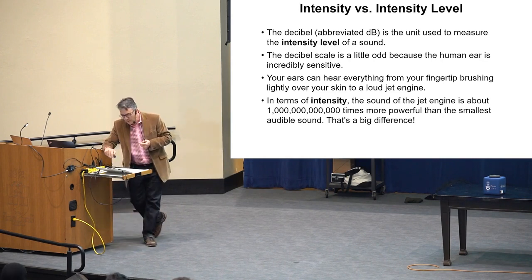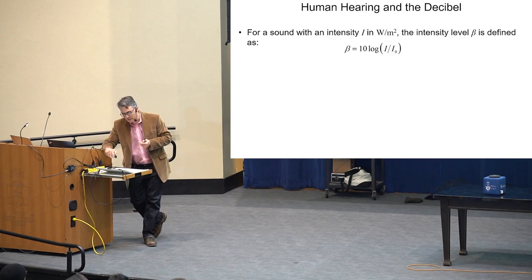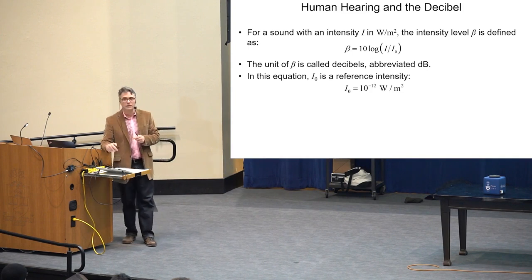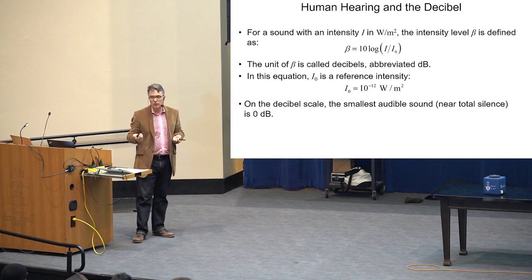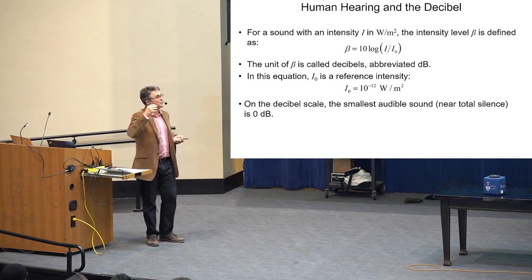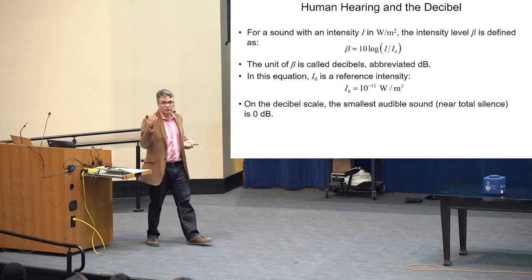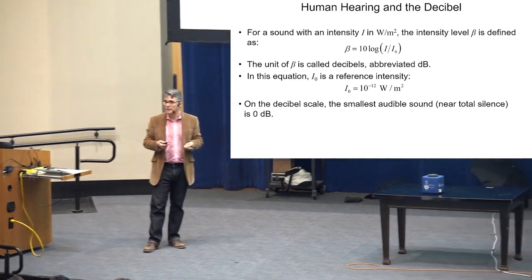So we've introduced this thing beta, which is 10 times the base 10 logarithm of intensity divided by I0, where I0 is the reference intensity called the threshold of hearing, 10 to the minus 12 watts per meter squared. Log of 1 is 0, so 0 decibels would be when I equals I0. Logarithm of I0 over I0 is log of 1, which is 0. That's 0 decibels, so it's the quietest thing.